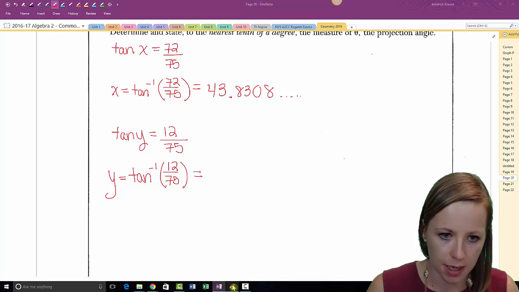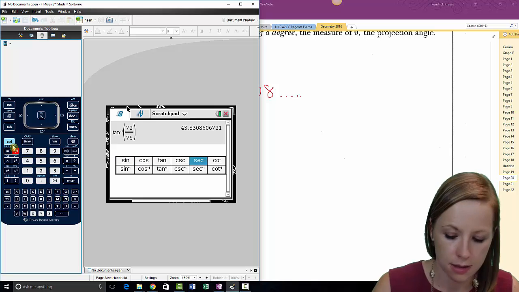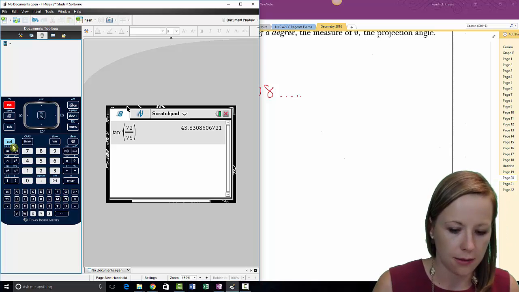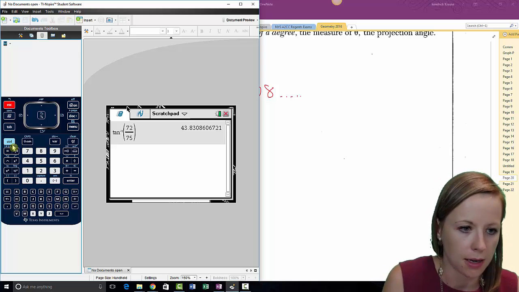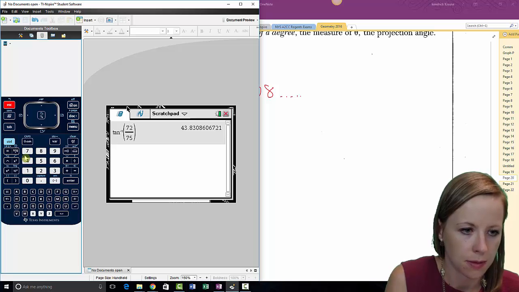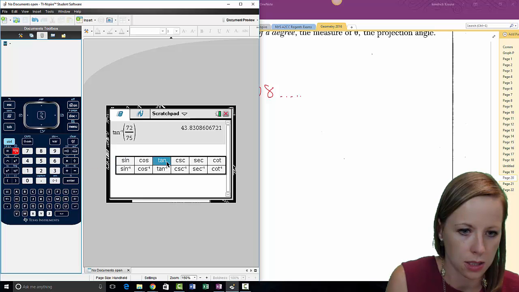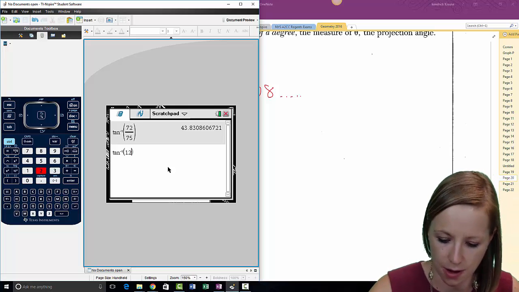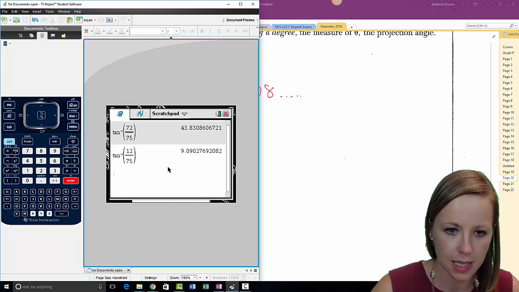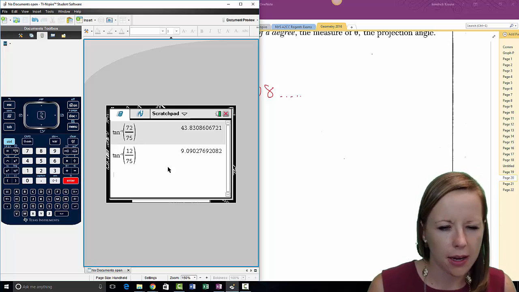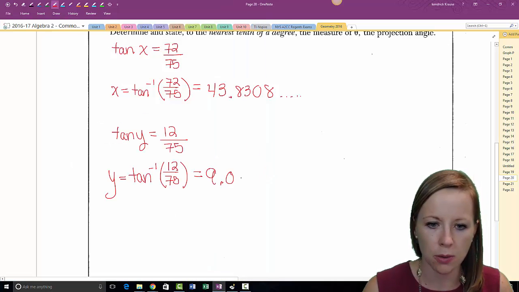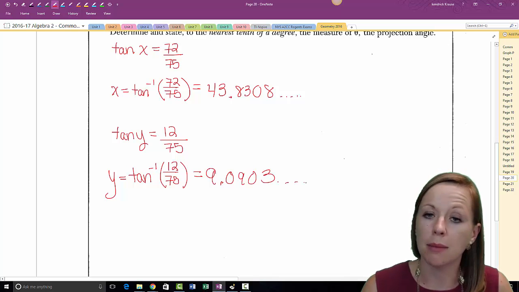Okay, so I'm going to do that in my calculator. And notice I didn't clear it. Oh, sorry. It hates when I do that. It doesn't like when I use the pen. I think that's the problem. So tangent inverse of 12 over 75. Let's see if this will work better. It doesn't freak out when I do that. Okay, 9.0903, I guess. 9.0903. Blah, blah, blah, blah, right?